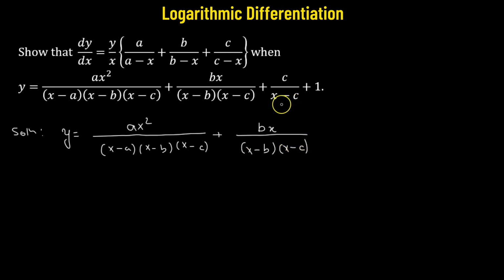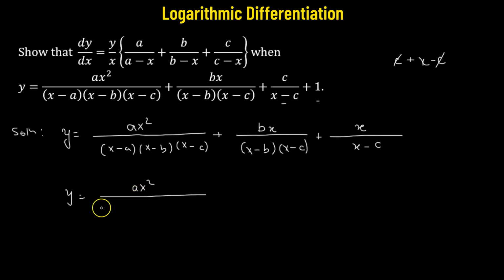So what we'll do, we'll combine the third and the fourth term. So here the common denominator will be x minus c, and in the numerator we have c plus x minus c. So here the positive c and the negative c get cancelled out, and that leaves us with x in the numerator. Now what we'll do, we will combine the second and the third term. The first term remains the same. We have ax squared divided by x minus a times x minus b multiplied to x minus c.